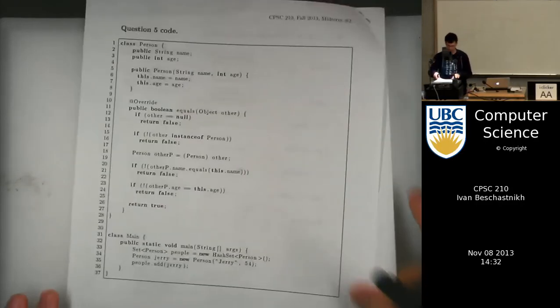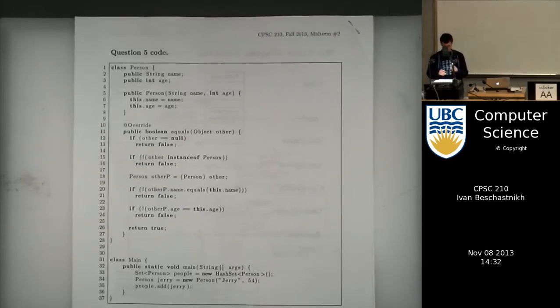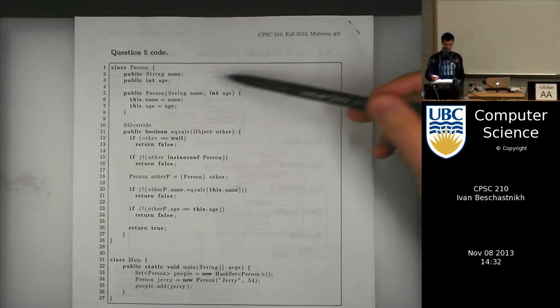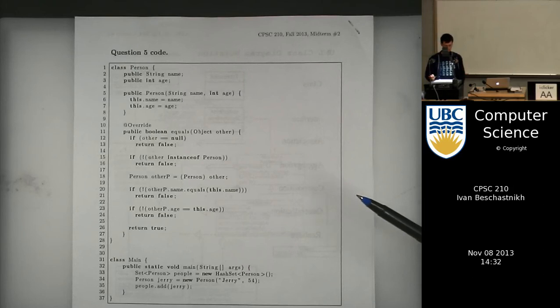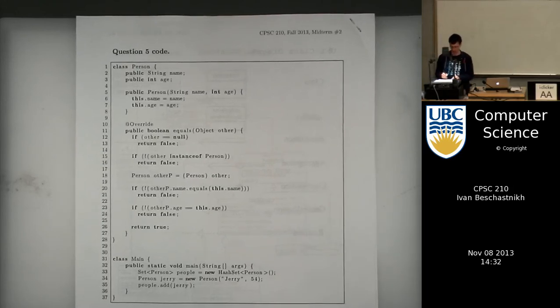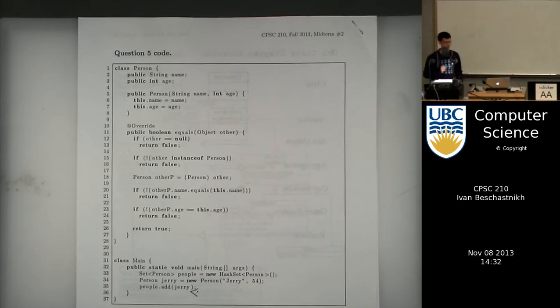Let's get to the last one. Question 5. So question 5, again, reference code on the handout. And this code basically just defined a person. The person has some name and age, and it has a constructor and it has an equals method. That's it. And so you were asked to reason about what happens if you were to add a line of code here, right after people.add Jerry.